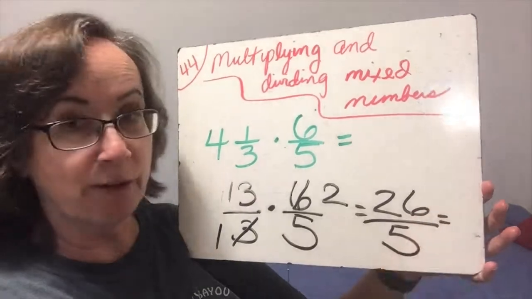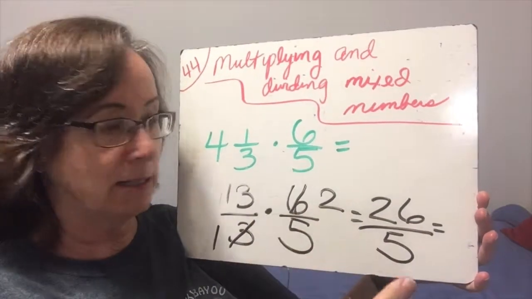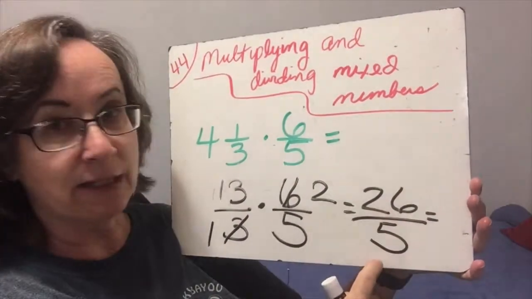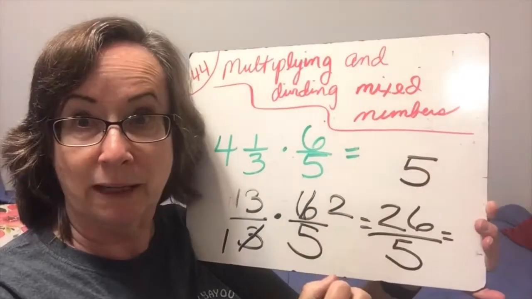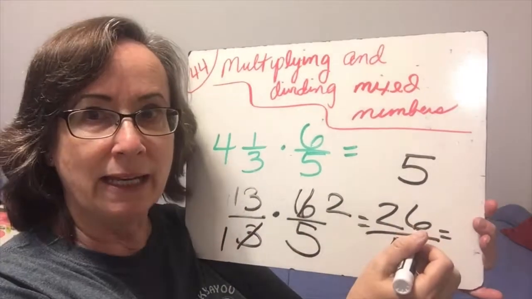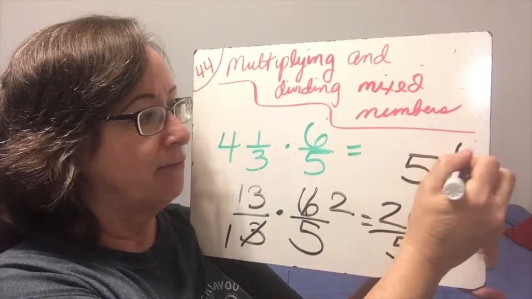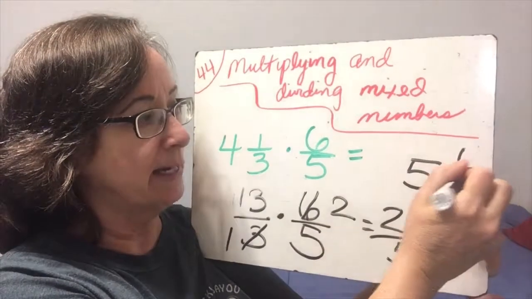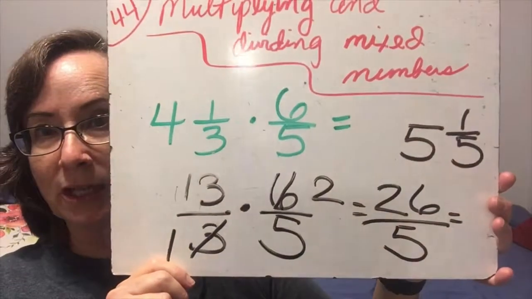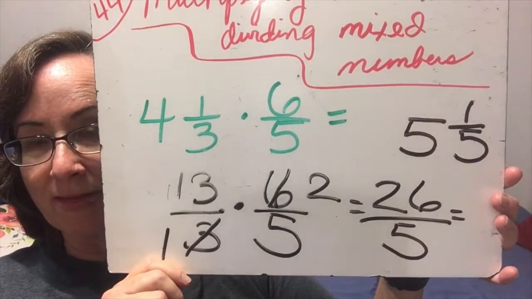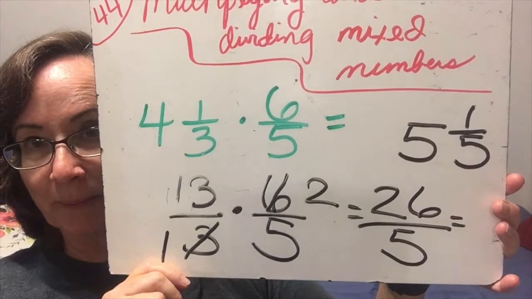And when we simplify to turn it back into a mixed number, 26 divided by 5 is 5 whole times. That's 25. And then 1 left over, 1/5 left over. So our answer is 5 and 1/5, which is correct. That is our first example. So now we're going to do example 2.